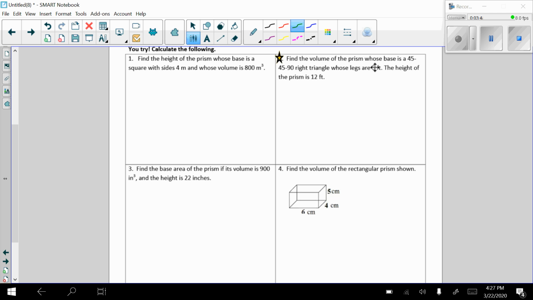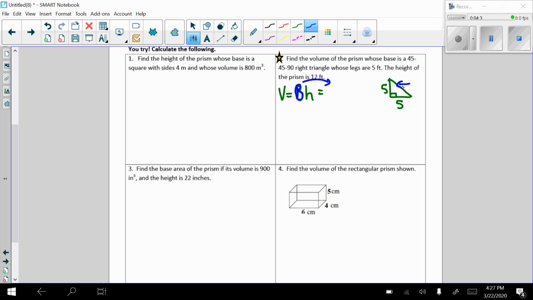Let's go ahead and do number two on the back. It says find the volume of the prism whose base is a 45, 45, 90 triangle, and the legs are 5 feet. I just want to think about what this base is, because we're going to have to think about what shape the base is and what the base formula is. In this case, we have a triangle. Our initial formula starts out as volume equals area of the base times height. But I like to call this area of the base, this capital B, a chameleon, because that is going to change depending upon what shape we have.